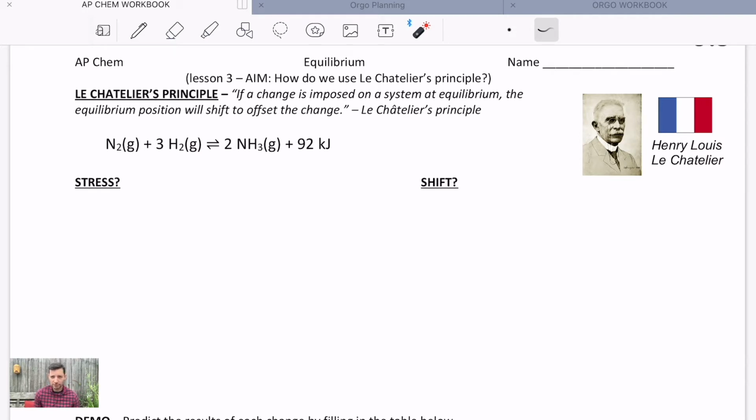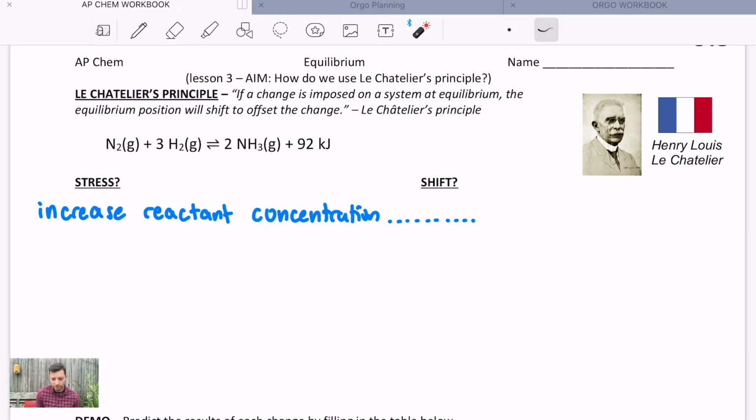The first thing you could do is simply change the amount of a reactant or product. Let's say I increase the reactant concentration. Well, this reaction is going to respond by offsetting that stress and going away from the reactant side. If we add more reactant, whether it's nitrogen or hydrogen, it will offset that by shifting forward. It will go to the right to offset that. Likewise, if I added more product, that would reverse this and make it go backwards.